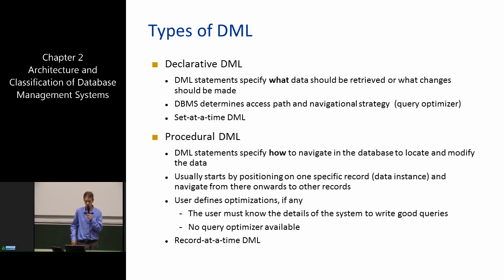This is often what we refer to as a set at a time DML. A set is a collection of information items. That could be a collection of students, could be a collection of courses, could be a collection of buildings, for example. And in declarative DML, typically you're going to work with sets of information items. It's set at a time DML, right?